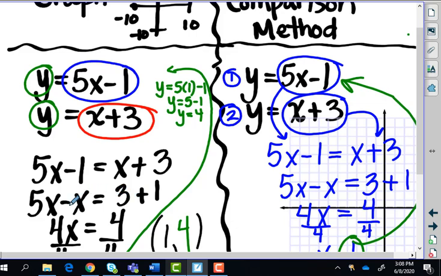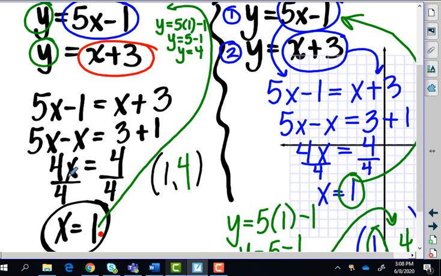So I'm going to bring all the x's to one side, all the numbers to the other, and I get 4x equals 4, divide both sides by 4, and I get x equals 1. So that's what x is equal to.